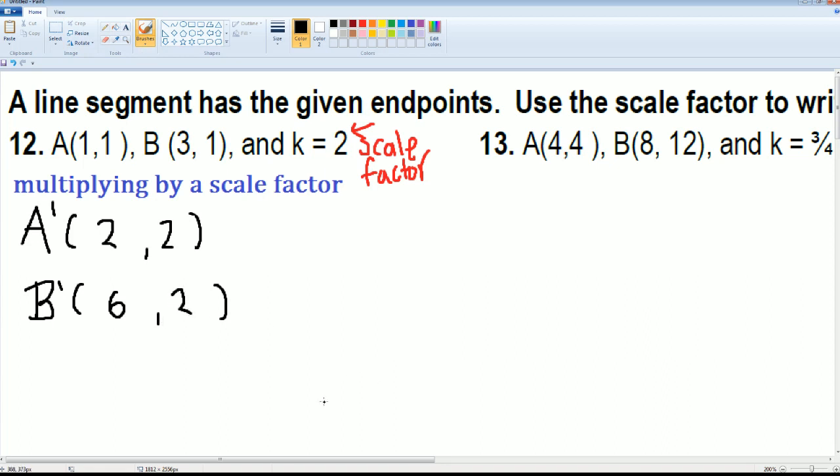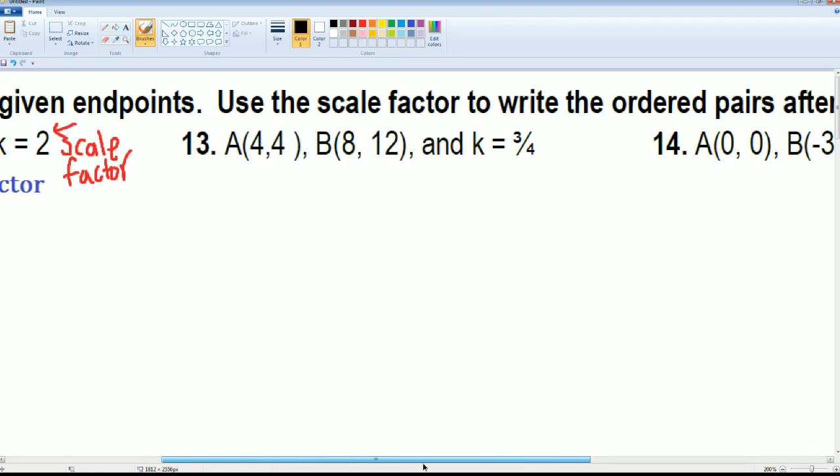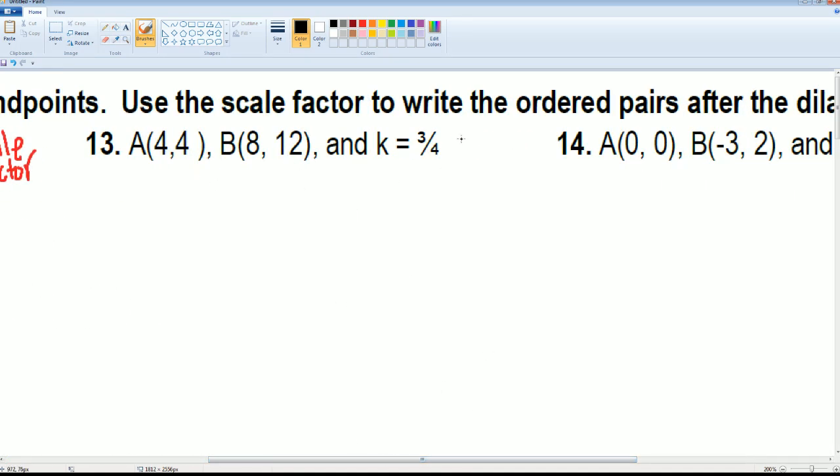There you go. This is the new point after the dilation because we multiply by the scale factor. If you want to graph it up and see it, you can, but these are the points after the dilation. Next, let's do, I think I asked you to skip this. We could do it if you would like. Okay. It's a little bit harder because of the 3/4. Let's do it. Alright, so what are we going to do?